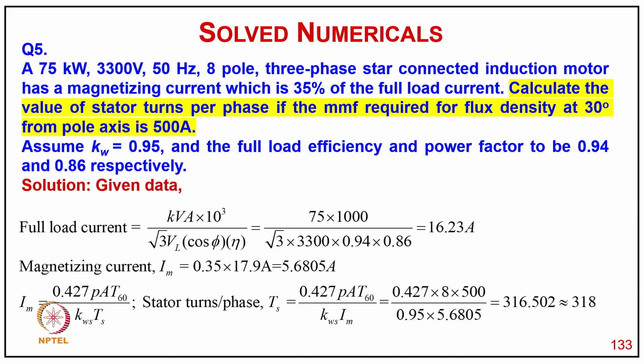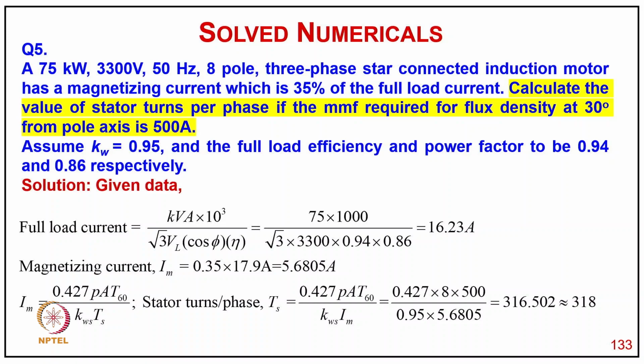Coming to solved problem 5: a 75 kilowatt, 3300 volt, 50 Hz, 8-pole, 3-phase star connected induction motor has a magnetizing current which is 35% of full load. Calculate the value of stator turns per phase if the MF required for 30 degrees from pole position is 500. Assume kw equal to 0.5, and the full load efficiency and power factor are 0.94 and 0.86.